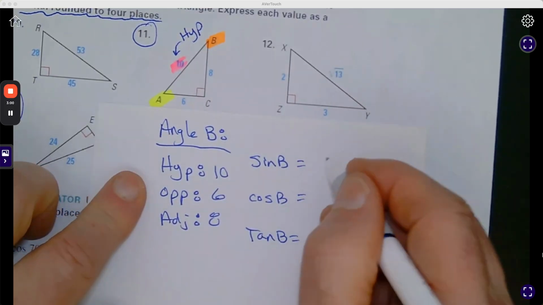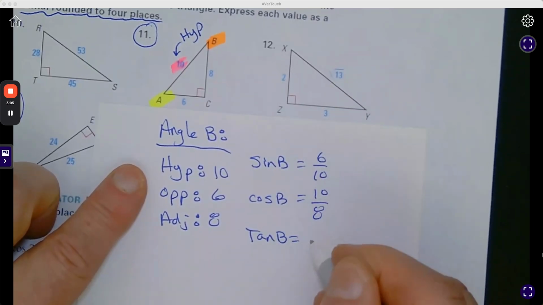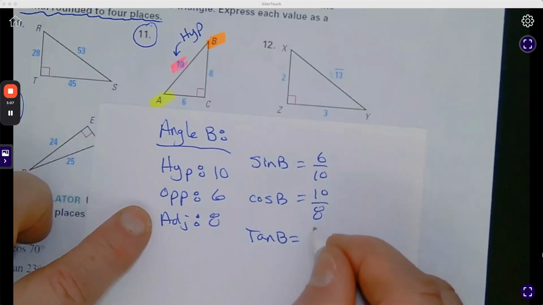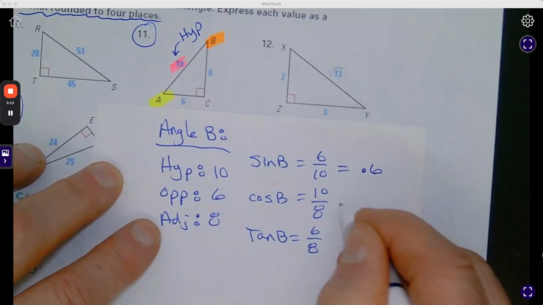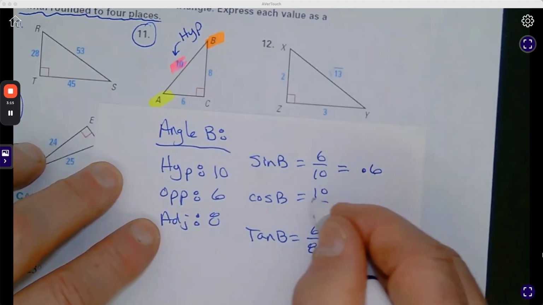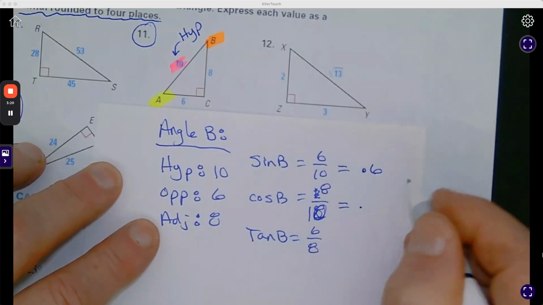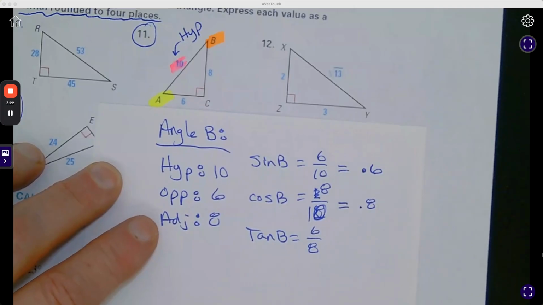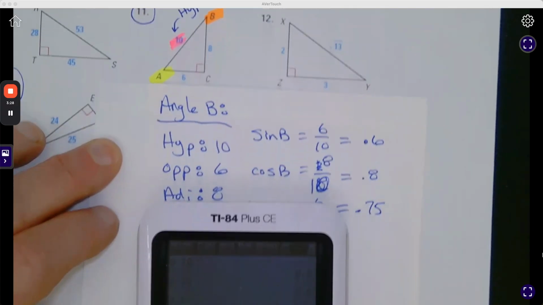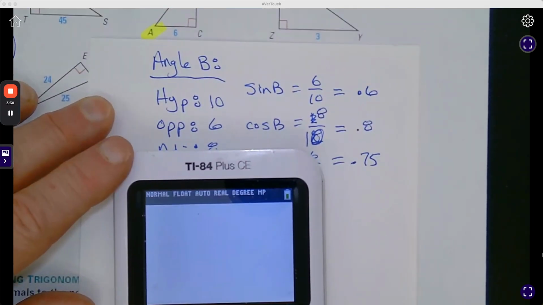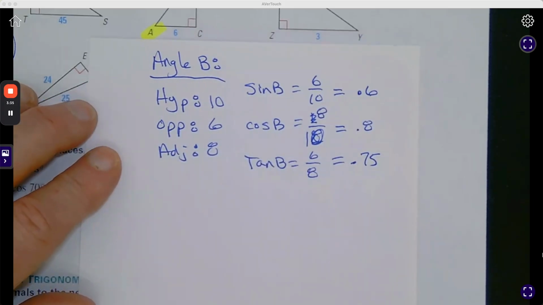Sine is opposite over hypotenuse. Cosine is adjacent over hypotenuse. And tangent is opposite over adjacent. Okay, I already know this because we calculated it earlier. It's 0.6. Hold on, that's not right. This is 8 over 10, and that's 0.8. And then 6 over 8, that's 0.75. I'm going to double check it. 6 divided by 8, 0.75. That's done, people.